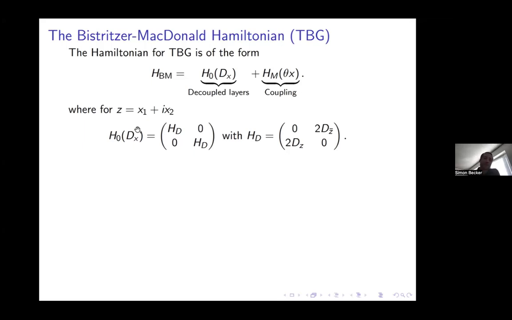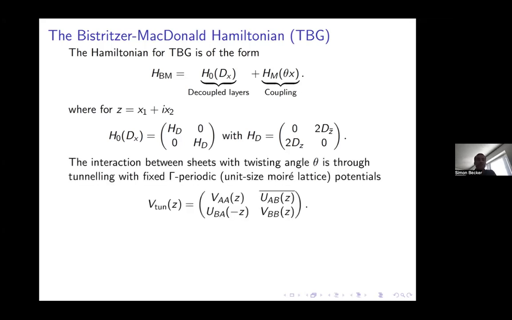If I just had 2 sheets of graphene that wouldn't talk to each other, then at least in certain energy regimes, they would just be described by this Dirac operator on the diagonal, because this is just 2 non-interacting sheets of graphene. Now what I also have is this interaction, where the electron can tunnel from one layer to the other. And my tunneling potential might depend on the region that I'm in.